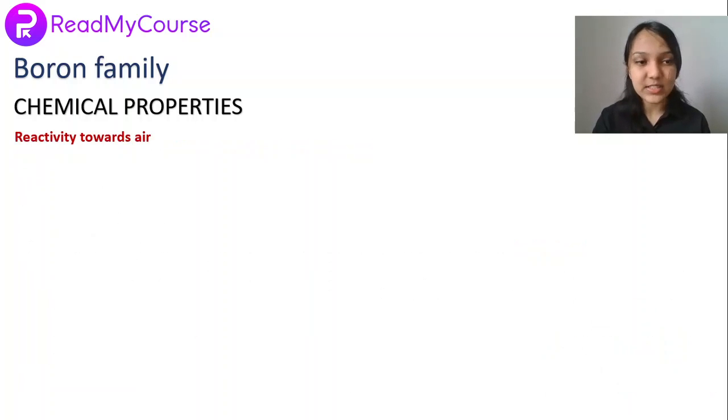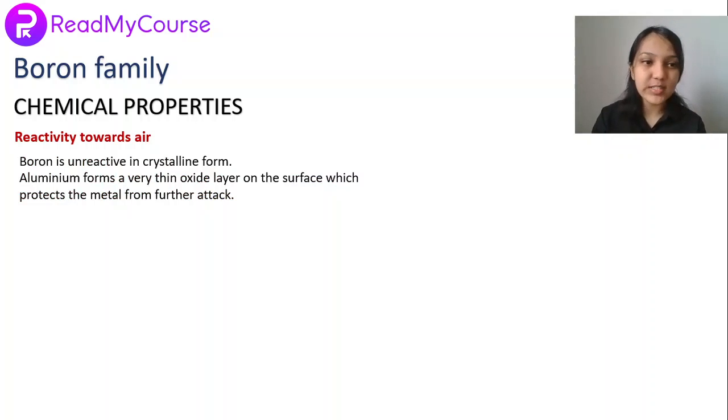Next, we'll discuss reactivity towards air. Whenever we discuss chemical properties, we usually discuss reactivity towards air, that is oxygen, then reactivity with water, and then with halogens. These three are very basic, so you'll have to remember these three, fine. So, reactivity towards air. Boron is unreactive in the crystalline form, fine. And aluminium forms a very thin oxide layer on the surface which protects it from further attack, fine.